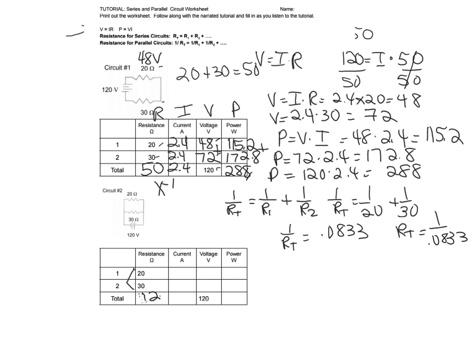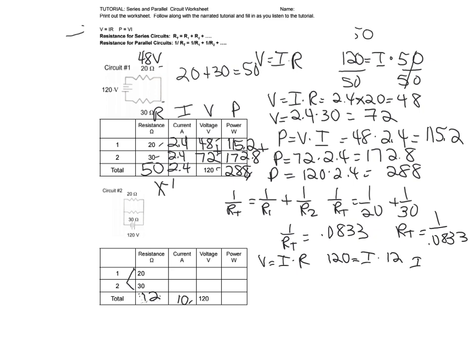All right, I have two of the variables in this bottom row. I can solve for the current using Ohm's law, V equal I times R. I know the voltage, 120. I'm solving for current. I have the resistance of 12, and the current's going to end up being 10.